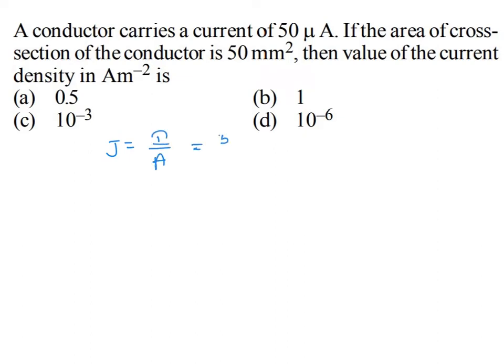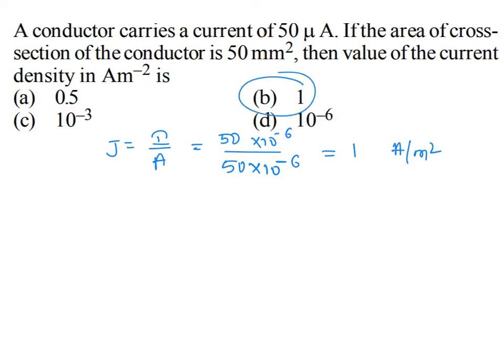So current I is 50 micro, 10 to the power of minus 6, divided by the area of the cross section, which is 50 millimeter square, in the sense 50 into 10 to the power of minus 6 it will be. Okay, so that's the reason why 50 is gone, we are left with how much? 1 ampere per meter square. Okay, so that's the reason why option B is the right answer for this question.